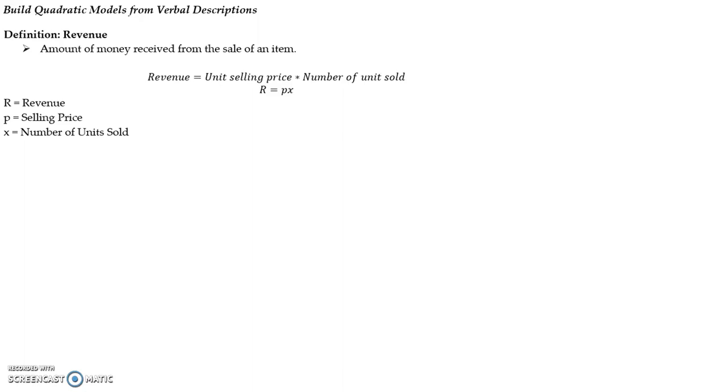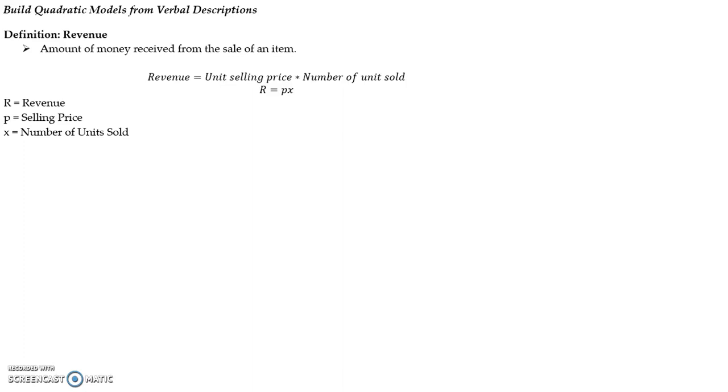Let's go ahead and take a look at building quadratic models from verbal descriptions. In some of these problems we're going to be talking about revenue, so let's make sure we have an understanding of what revenue is and how it's calculated. Revenue is the amount of money that you receive from the sale of a specific item. It's dependent upon the price that we sell the item at and the number of units that we actually sell.